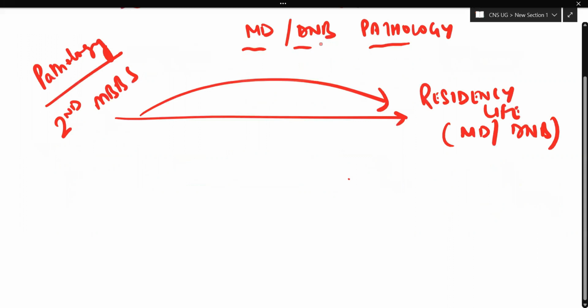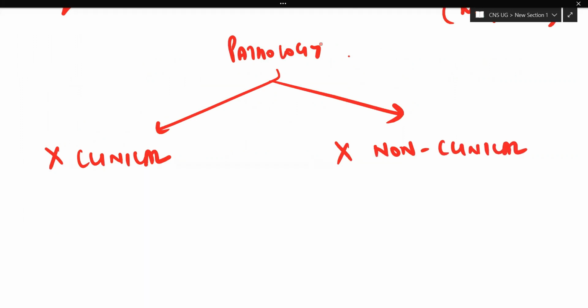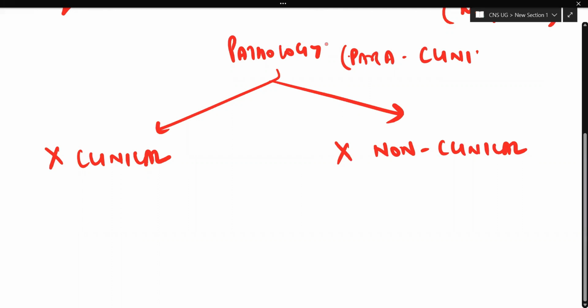Regarding pathology, I would just like to say that, as a subject, it is neither fully clinical nor a non-clinical branch. Rather, you will sometimes feel as a clinician and sometimes you will not feel as a clinician. So we call it a paraclinical subject. Pathology is a paraclinical subject. It is neither completely clinical, nor is it a non-clinical branch.